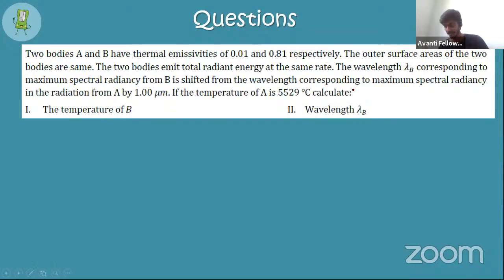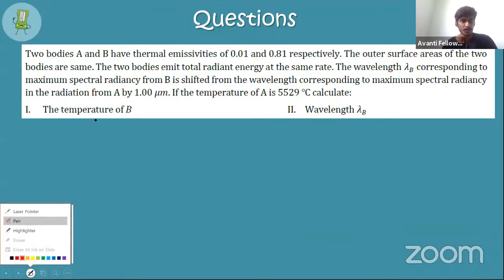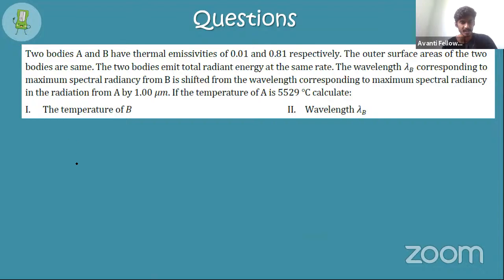Very similar question, but I want you to try this one. Now, two bodies A and B have thermal emissivity. So there are two bodies, body 1 and body 2. One body has emissivity 0.01 and the other has emissivity 0.81. The outer surface areas of the two bodies are equal. The next point is that the two bodies emit total radiant energy at the same rate. That means whatever energy they radiate, it is at the same rate. Therefore, power of 1 is equal to power of 2. It is clearly given that energy is emitted at the same rate.